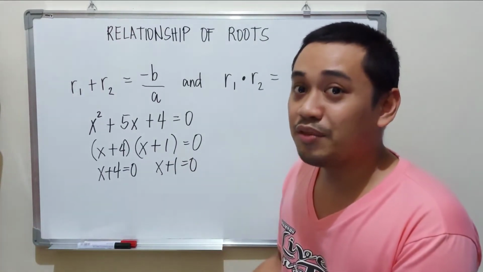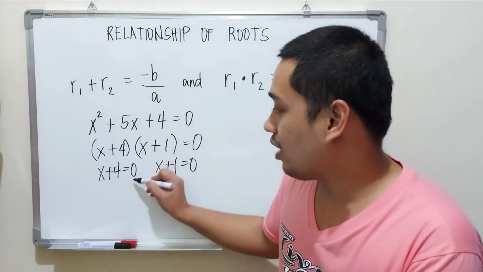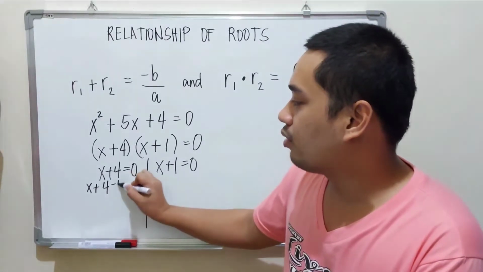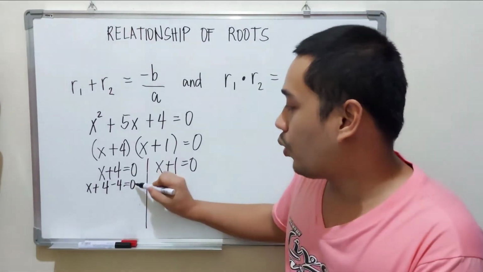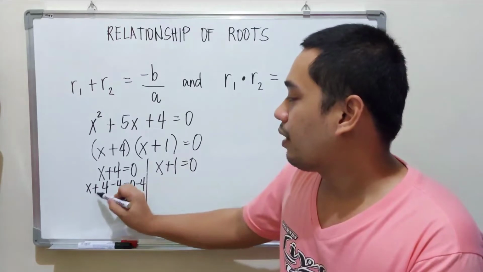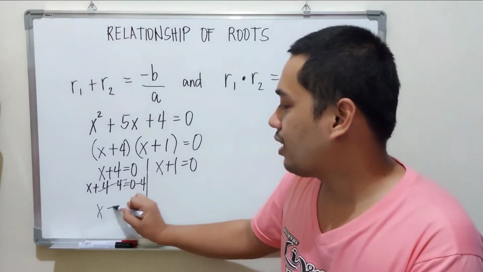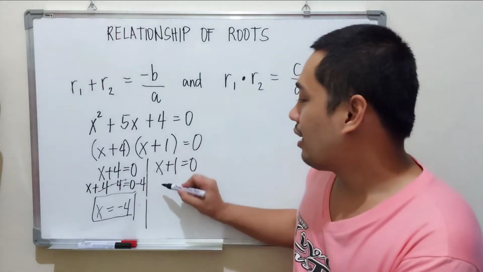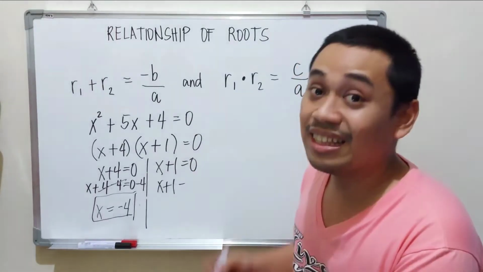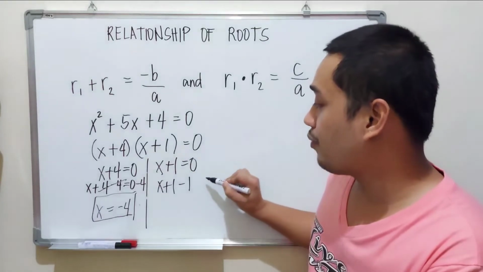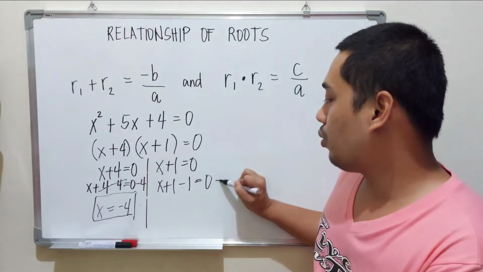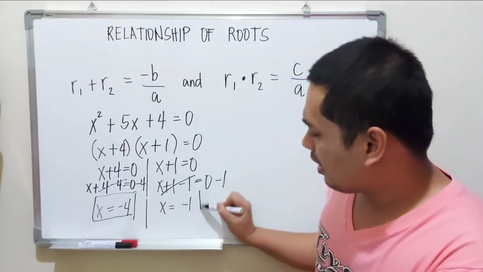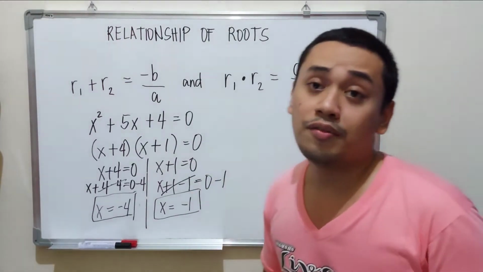Then, adding the negative inverse of positive 4 to the equation, we will have x plus 4 minus 4 equals 0 minus 4. Then, we have x equals negative 4. The other root will be x plus 1, and the negative inverse is negative 1, is equal to 0 minus 1. Then x is equal to negative 1. Now, these are the roots of our equation.